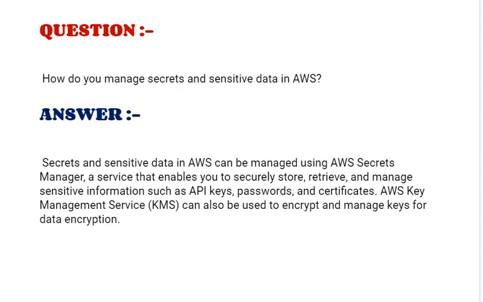Our next interview question is: how do you manage secrets and sensitive data in AWS? Your answer should be: secrets and sensitive data in AWS can be managed using AWS Secrets Manager, a service that enables you to securely store, retrieve, and manage sensitive information such as API keys, passwords, and certificates. AWS Key Management Service (KMS) can also be used to encrypt and manage keys for data encryption.